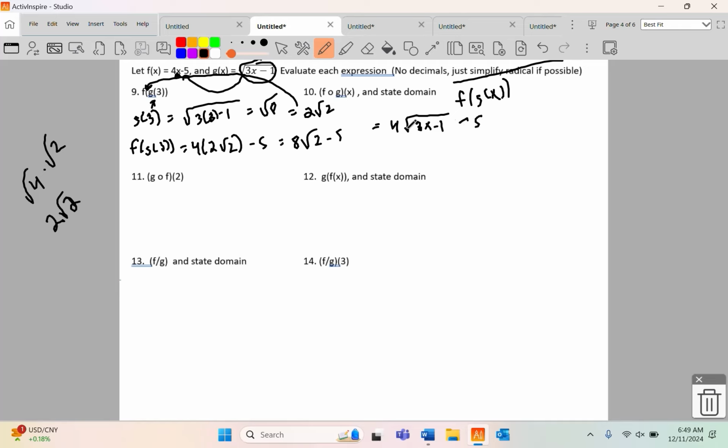Now, you talk about domain. There's this rule for domain. For the even root of anything, the stuff inside is greater than or equal to 0. So 3x minus 1 must be greater than or equal to 0. I guess I should show all the steps here. 3x is greater than or equal to 1, x is greater than or equal to a third. So I'm just going to do set builder, all values of x such that x is greater than or equal to a third.